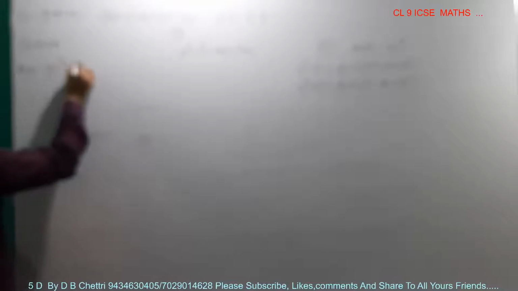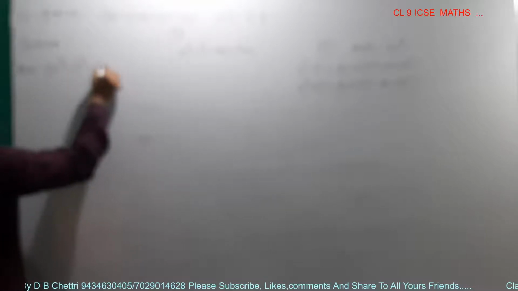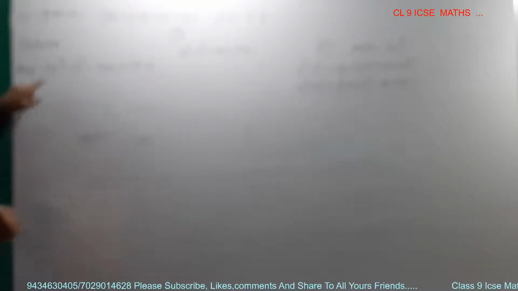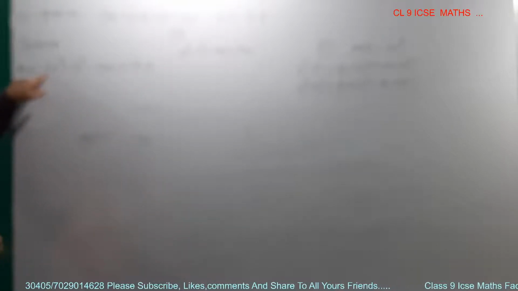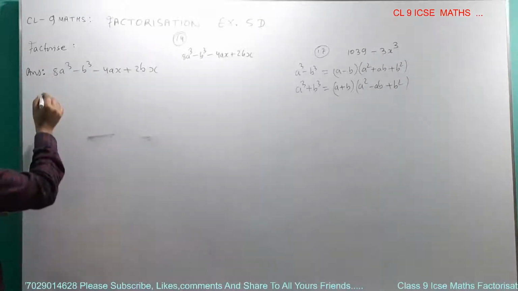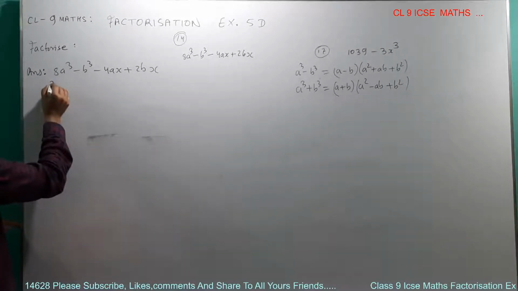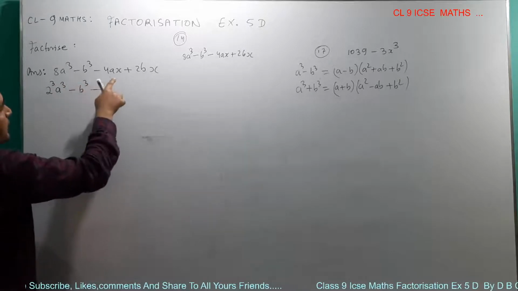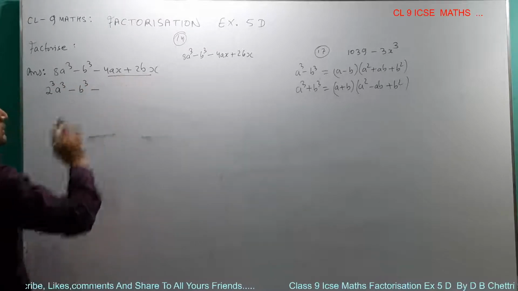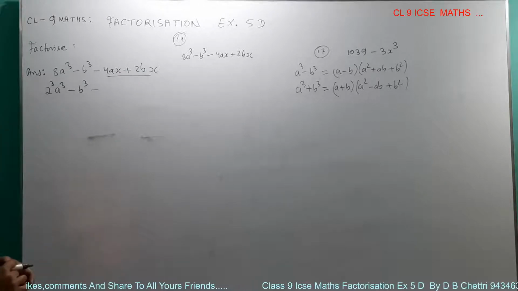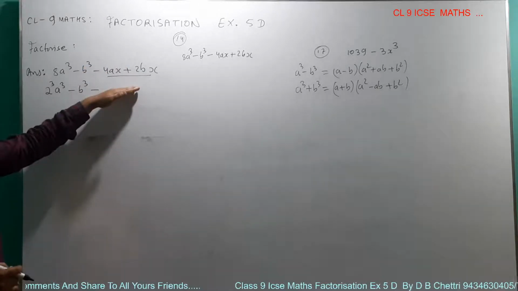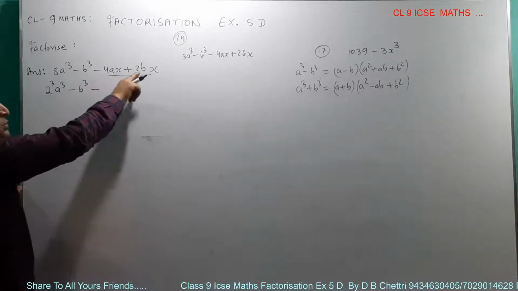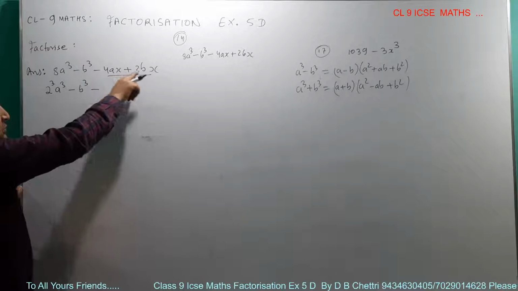8a cube minus b cube minus 4ax plus 2bx. Now 8 is a cube of 2. That means we can convert this 8 as a cube of 2, so I think this is 2 cube a cube minus b cube. In these two terms, is there any common factor to take? If there is a common factor, we can take that common out of the group. 4 is a multiple of 2 and 2 is also a multiple of 2. We can take that 2 as common.